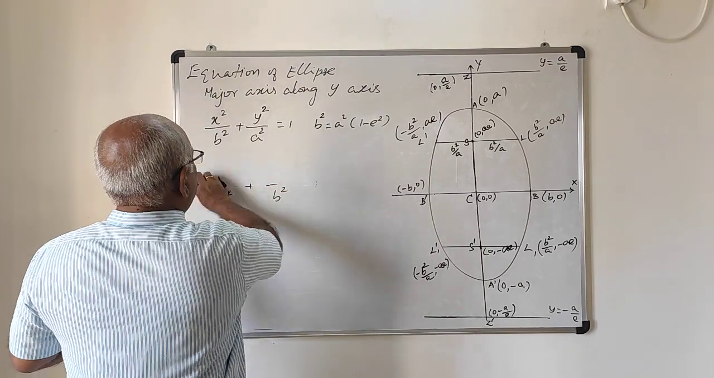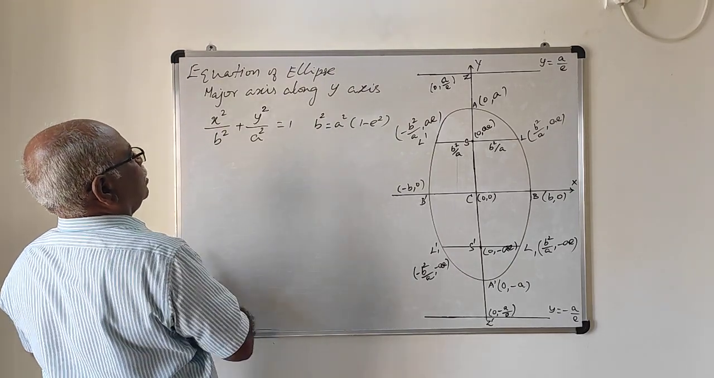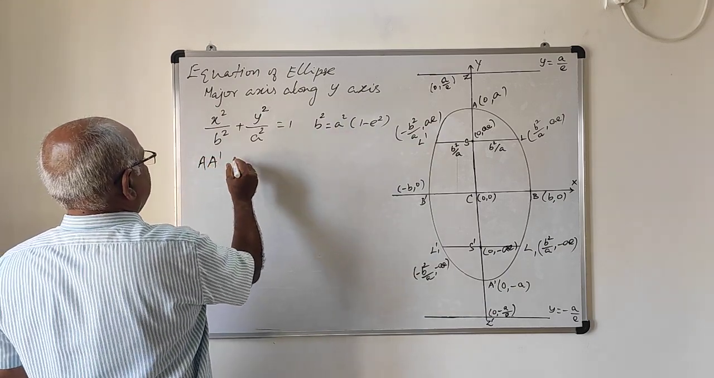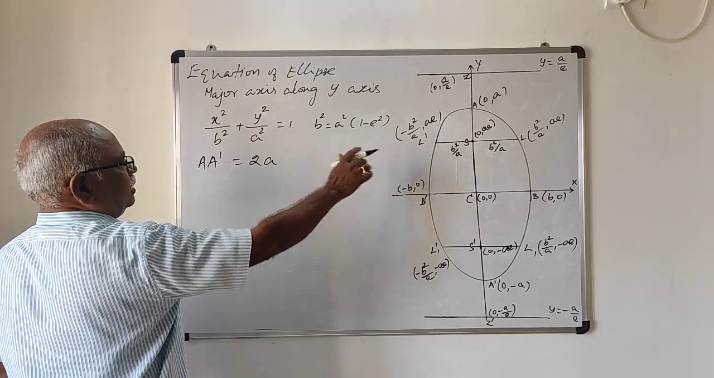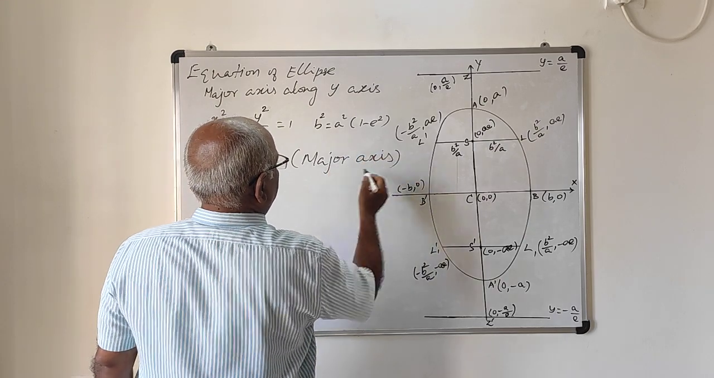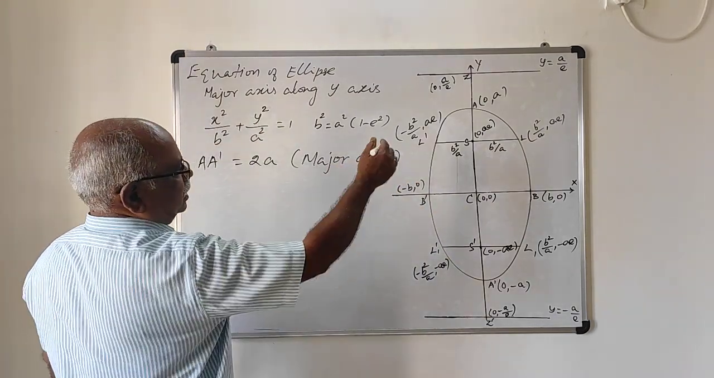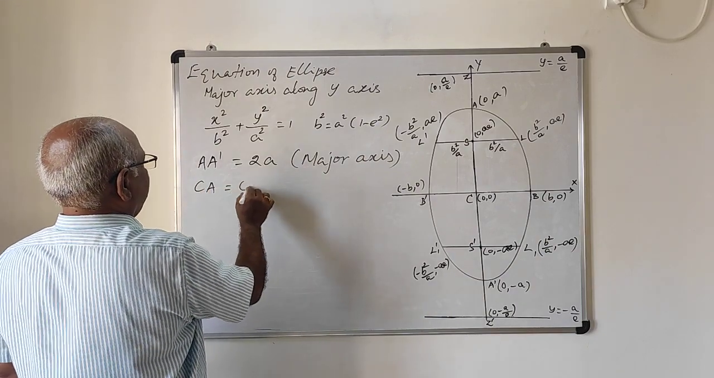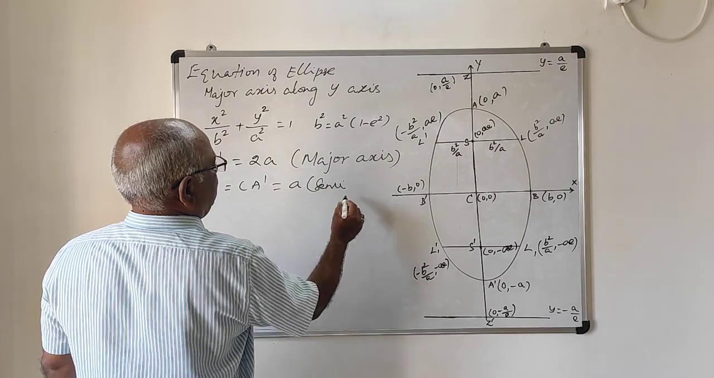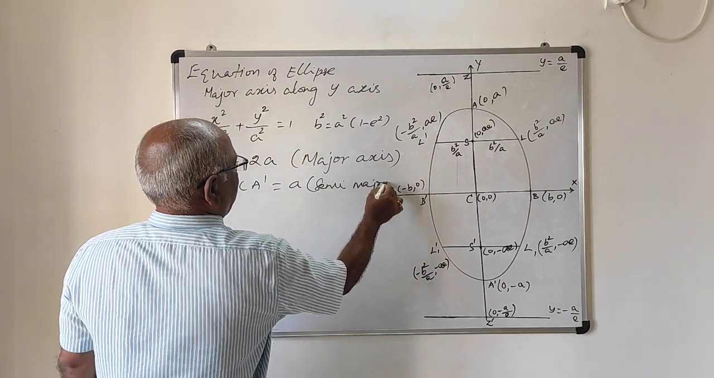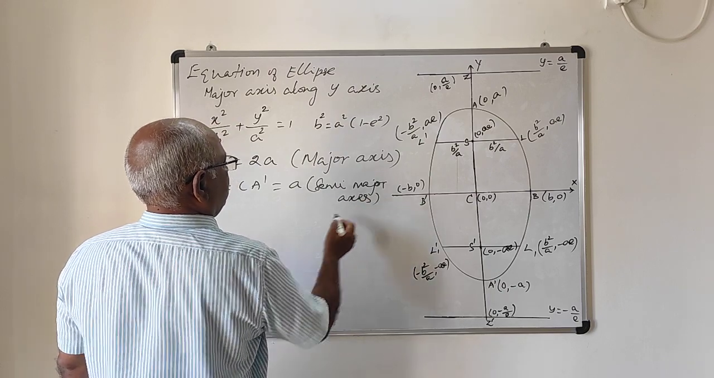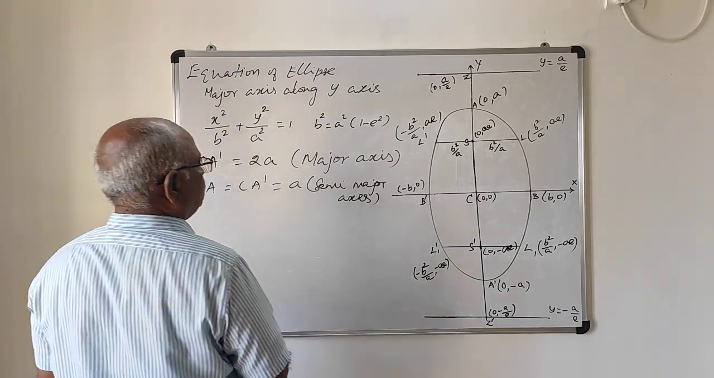Now, here the major axis is along the y-axis. So AA dash is equal to 2a. This is the major axis. Major axis AA dash equals 2a. So CA equals CA dash equals a, which is called the semi-major axis.